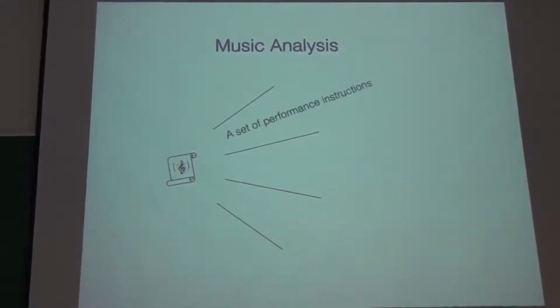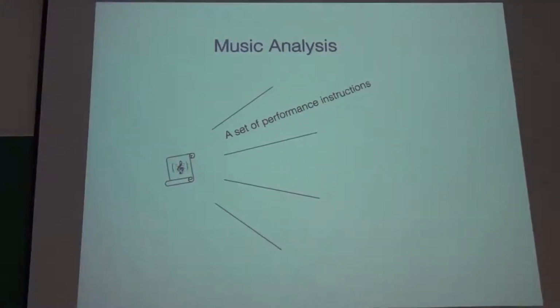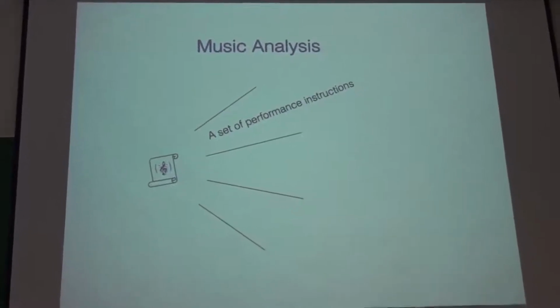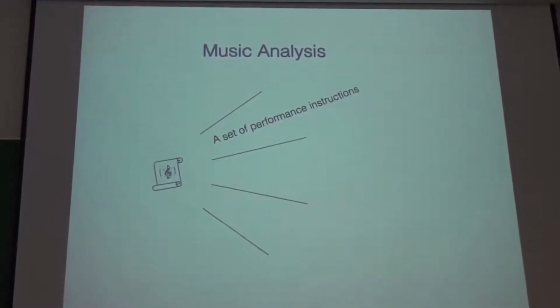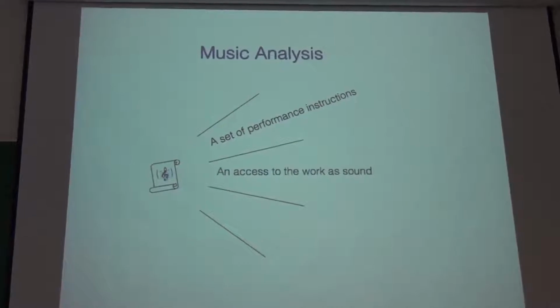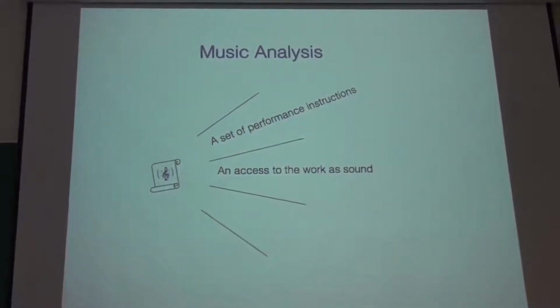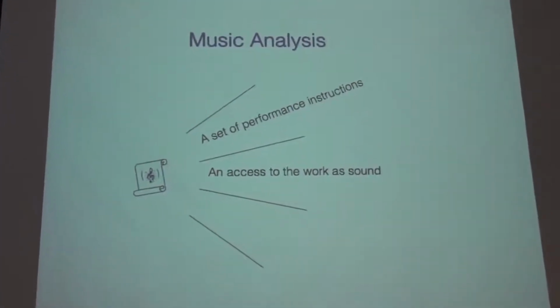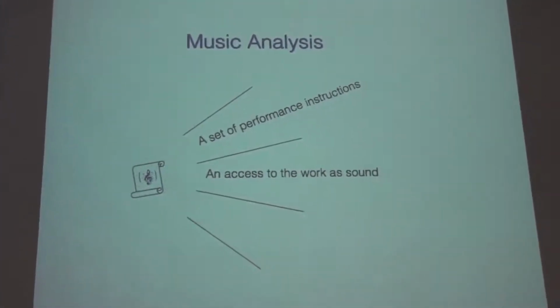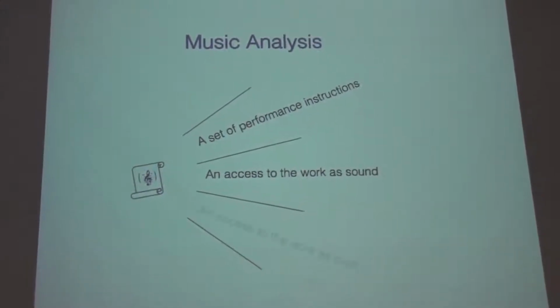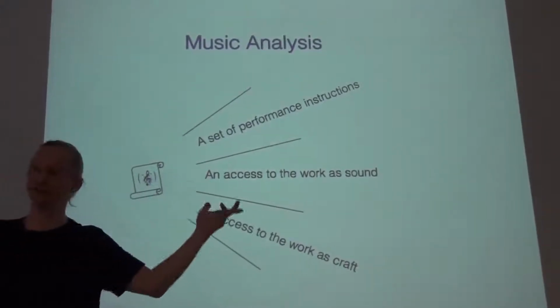The first is a set of performance instructions. You basically have a code that tells you, the performer, put your finger here, produce this sound, this duration, this index. Nothing more. Then it also gives access to the work as it sounds. That is what's called reading the score. So when you perform an analysis, you have an image of how the music would sound. And it also gives you access to the work as craft, to the way the work was conceived.